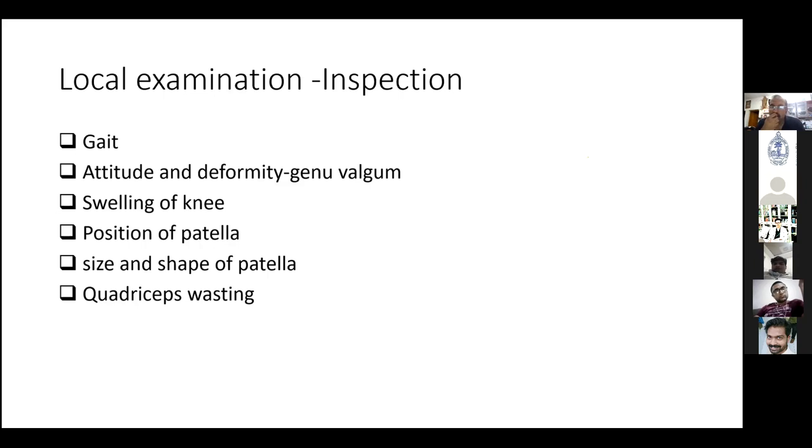Any squinting of the patella? Usually all these patella alta and other findings are seen bilaterally, so you cannot compare sides, but you have to see what is normal. Can you tell me the normal progression of the patella on flexion? How does it go? When you flex the knee, how does the patella normally move?